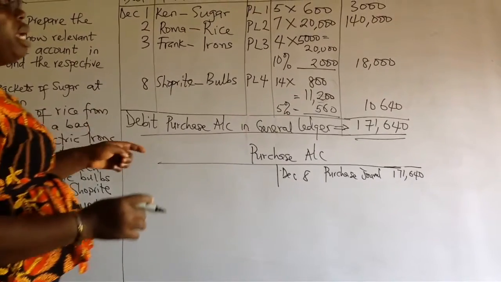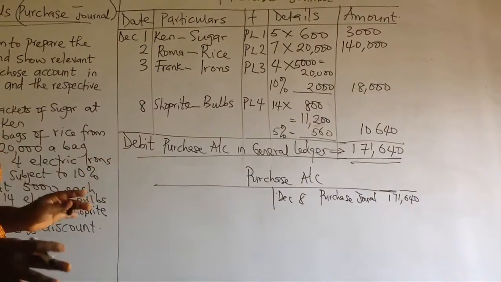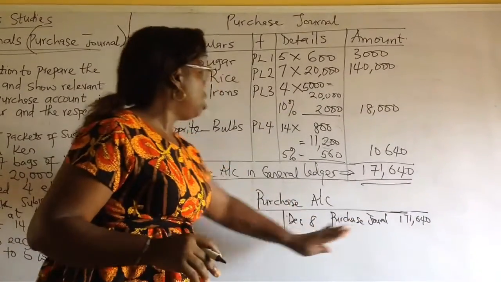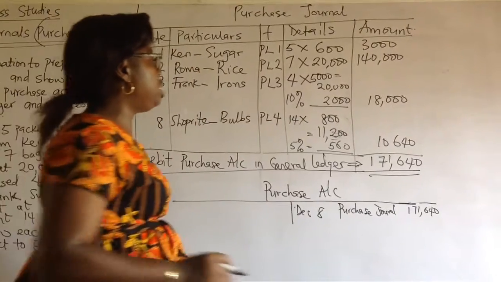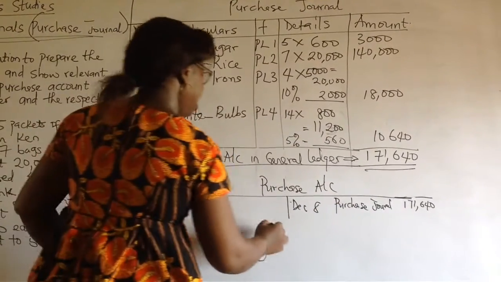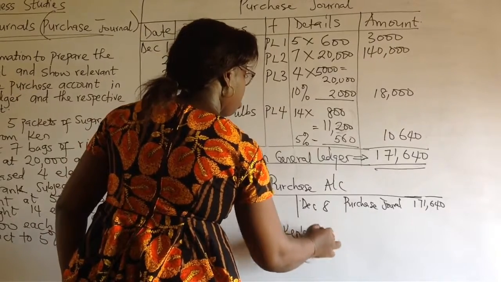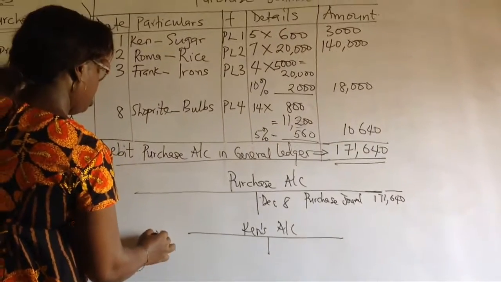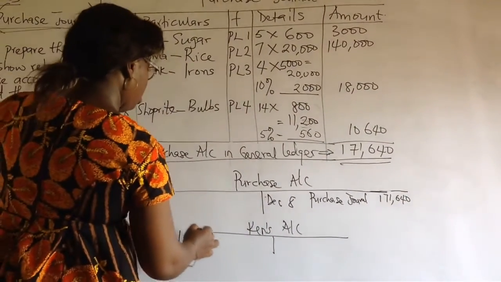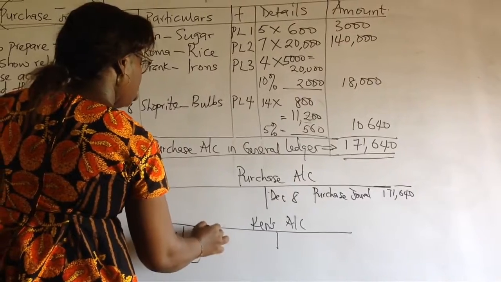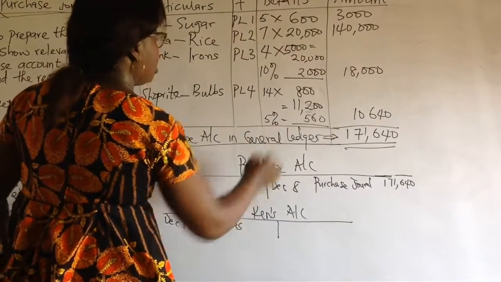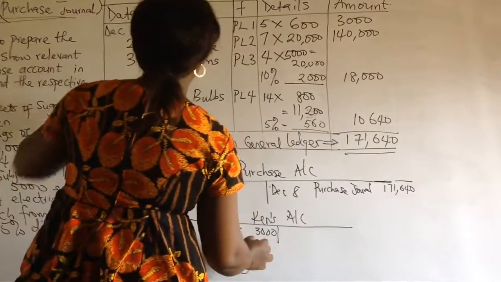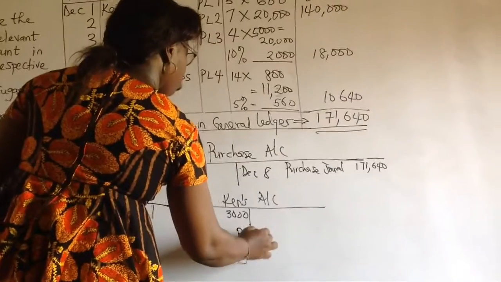So, like we said, principle of double entry. Every transaction needs to be recorded twice. Since we've debited the total, all other transactions will be credited to make it balance. So the first one there is Ken's account. The date is December 1. Particulars is purchases. Amount is 3,000 naira. The next is Roma's account.